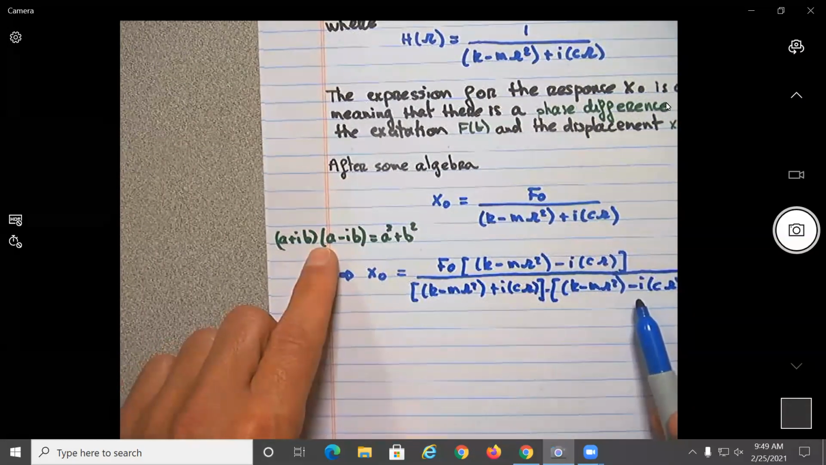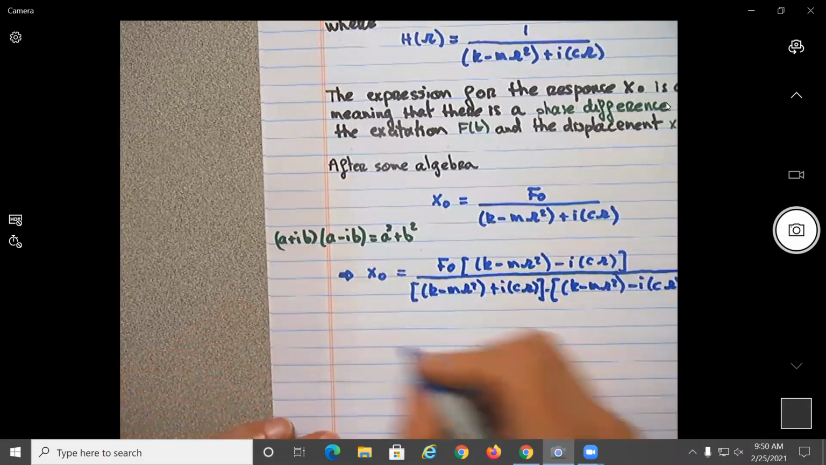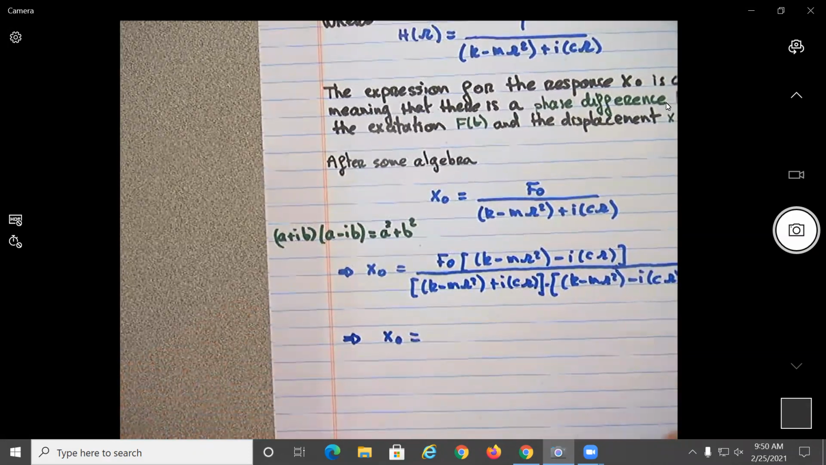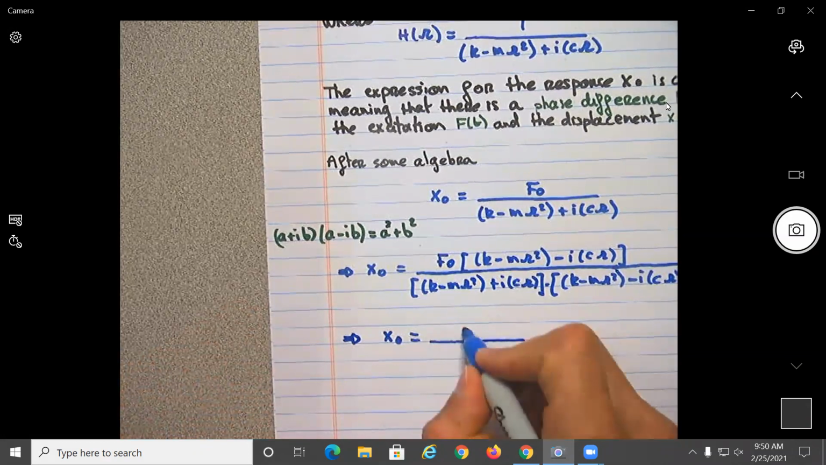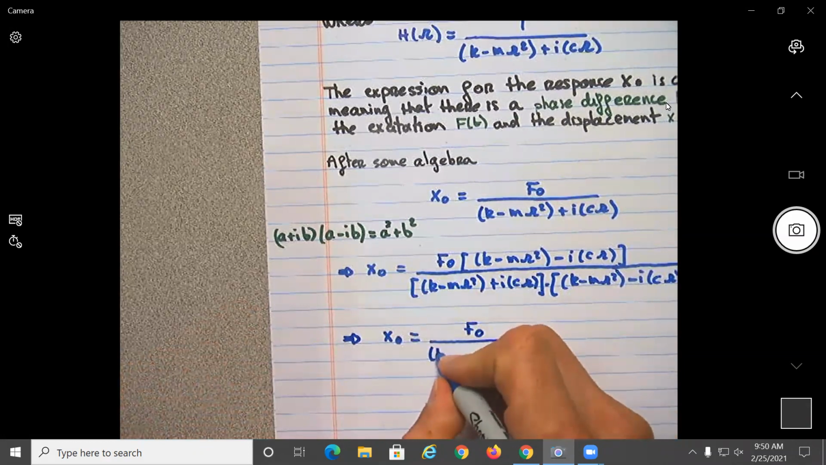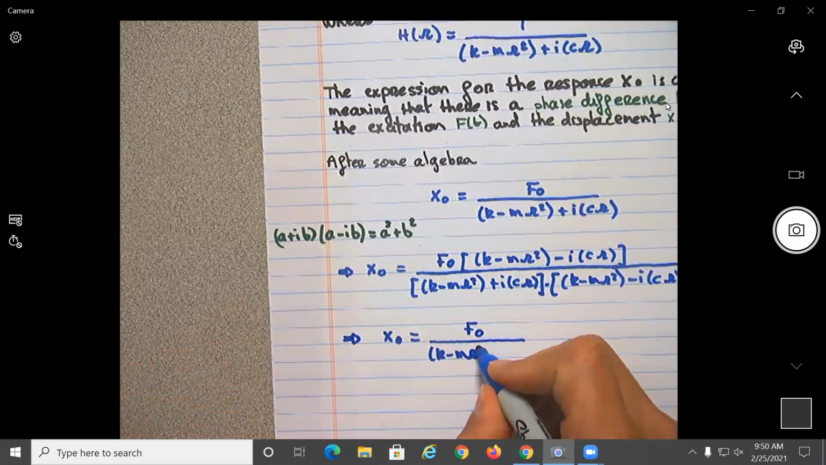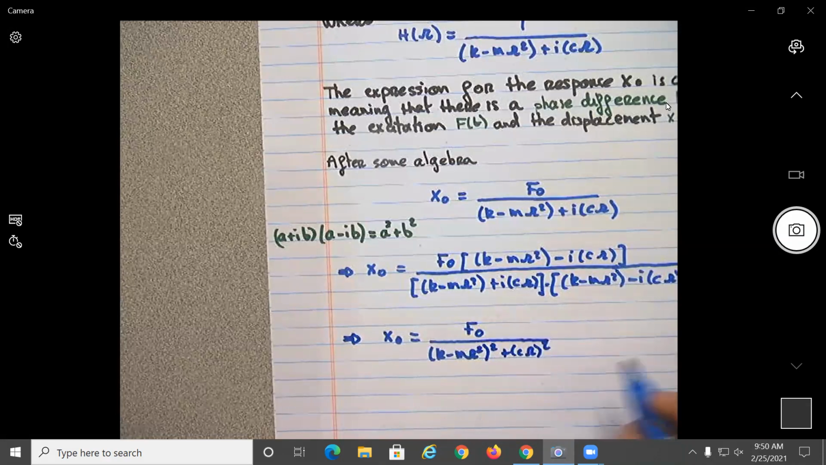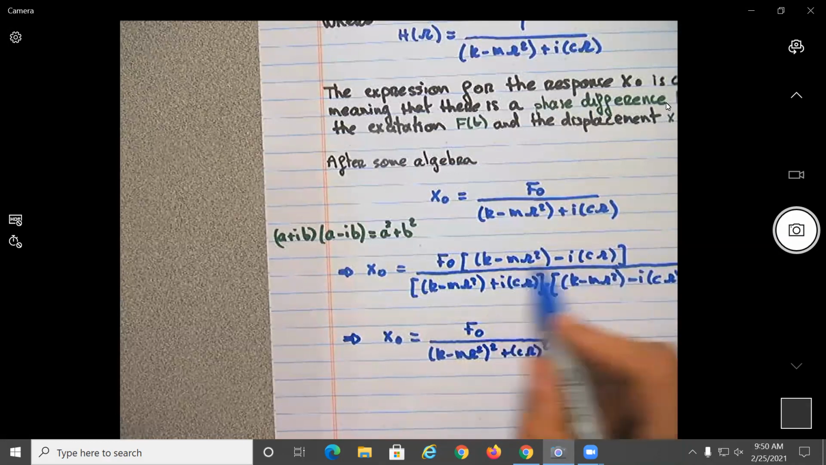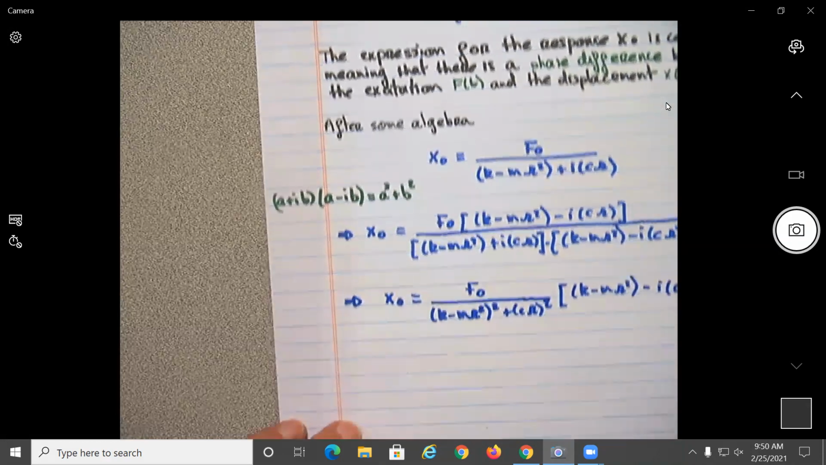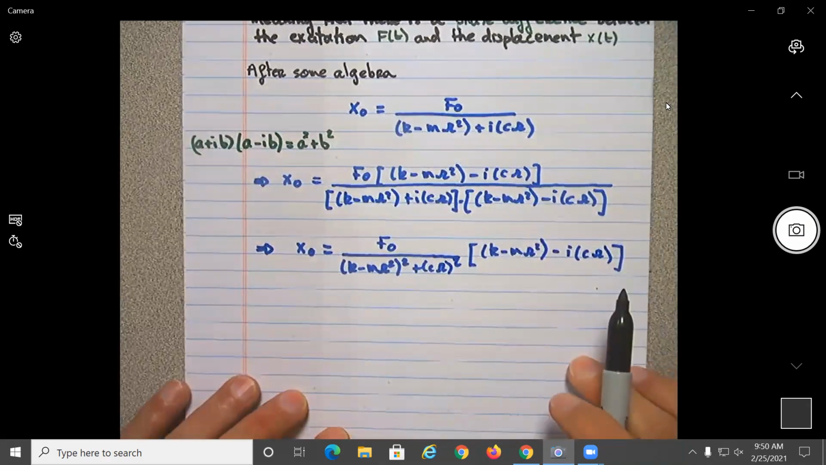All right, so now I can apply this, and we'll have that x sub naught will be equal to f sub naught, and this will be a square plus b square, so this will be equal to k minus m omega square plus c omega square, and now this will be multiplied times this term, k minus m omega square minus i c omega. Okay, today we have a lot of this type of algebra.